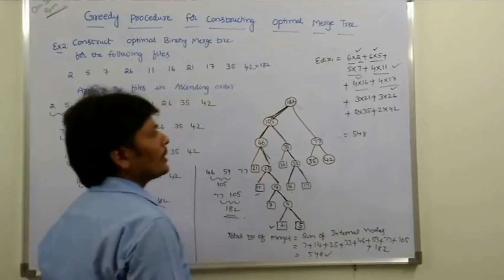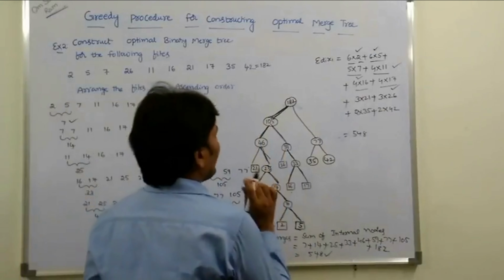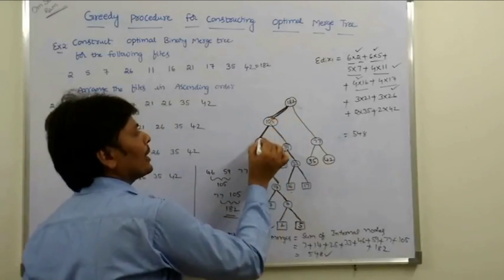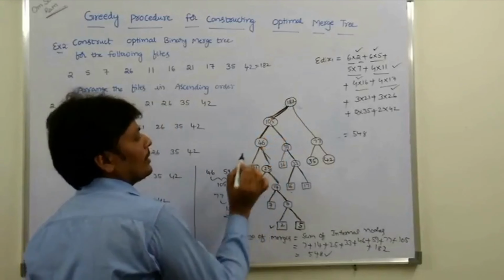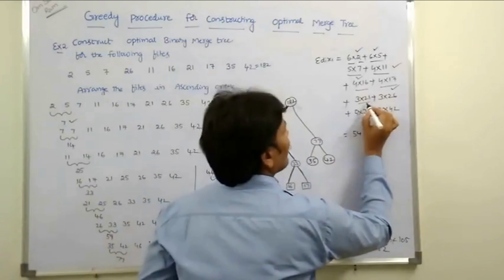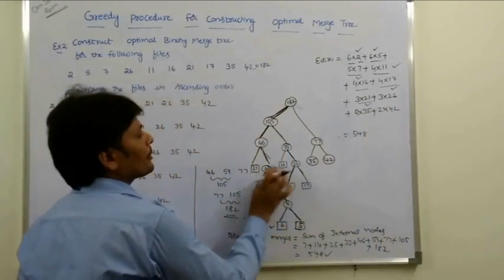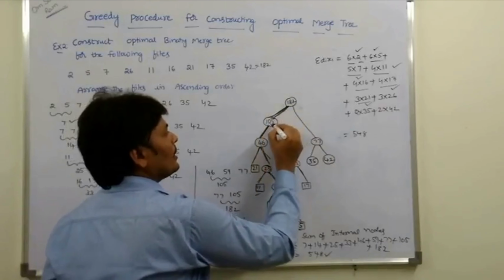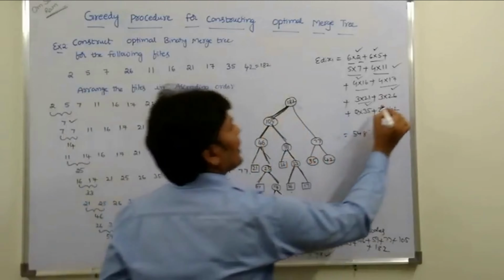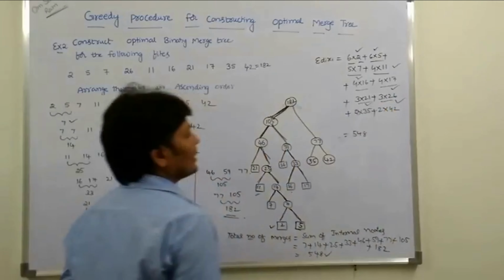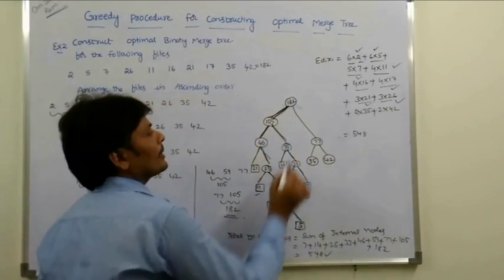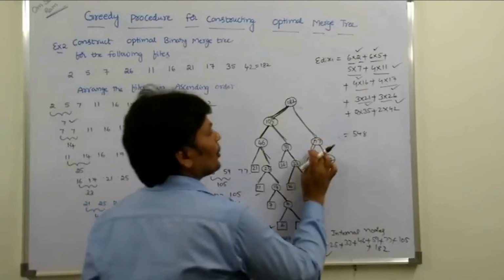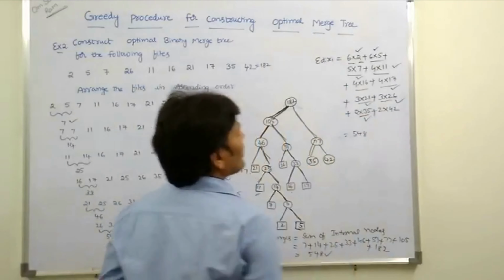Next leaf node is 21. So the distance from the root node to the leaf node is 1, 2, 3. So 3 into 21. Next leaf node is 26. Distance from the root node to the leaf node is 1, 2, 3. So 3 into 26. Next leaf node is 35. Distance from the root node to the leaf node is 2. So 2 into 35.